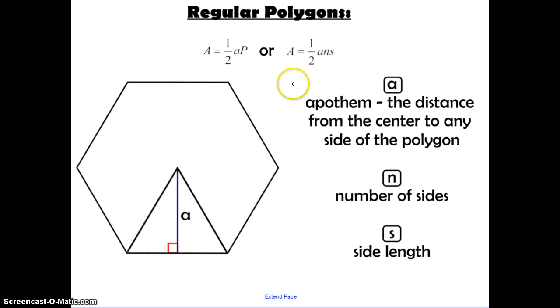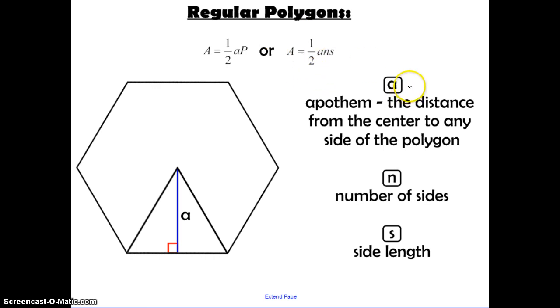The next thing we want to look at is the formula for the area of a regular polygon. Now, there are 2 ways you can think of it. A equals 1/2 the apothem times P, the perimeter, or A equals 1/2 ANS. I think if you remember this one, it'll just be more helpful overall.